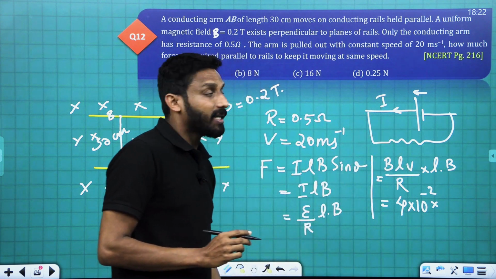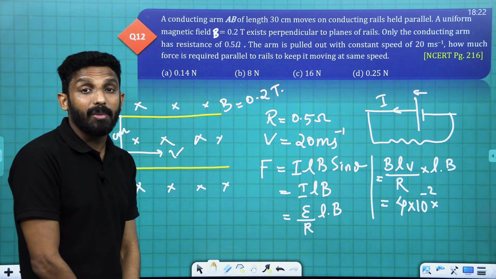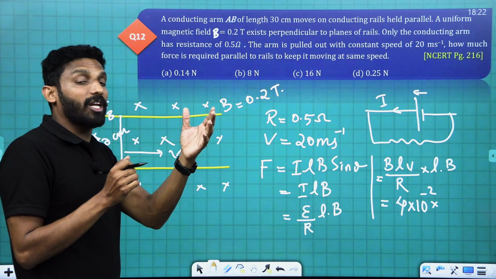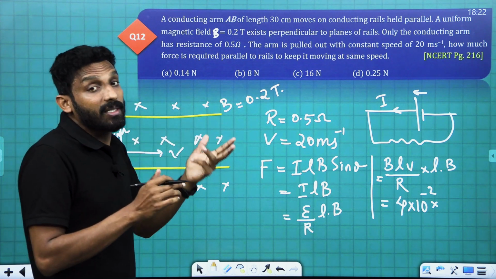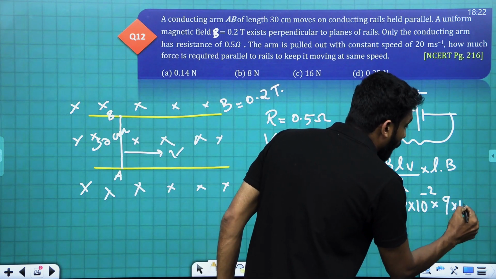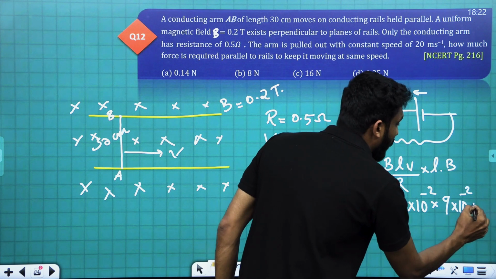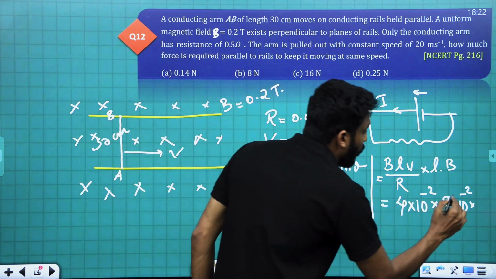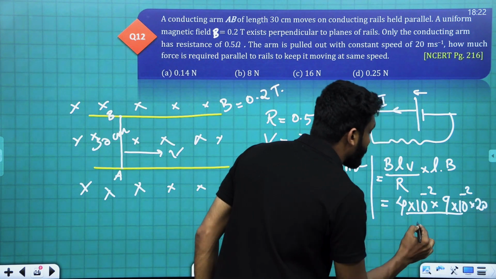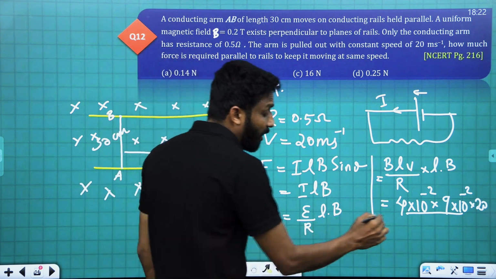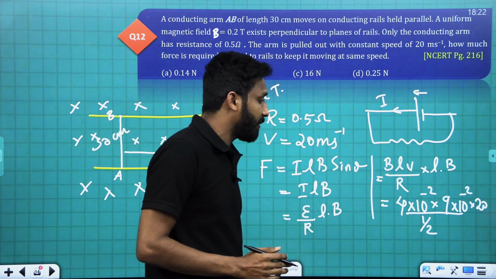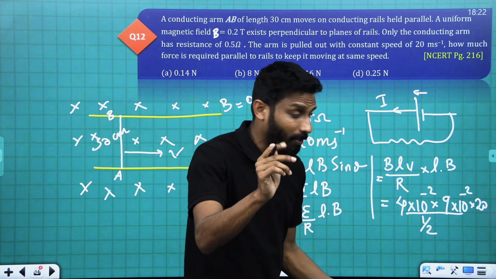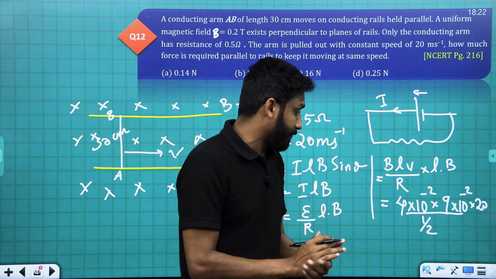Length into length. Length is equal to 30 centimeter. 30 centimeter is what? 30 into 10 power minus 2, that is 3 into 10 power minus 1. Square it. That is 9 into 10 power minus 2. Into velocity. Speed is 20. Divided by resistance, which is 0.5. 0.5 is 1 by 2, so 2 goes to the numerator. So we get 10 power minus 2 into 10 power minus 2, that is 10 power minus 4, into 10. That is 10 power minus 3.